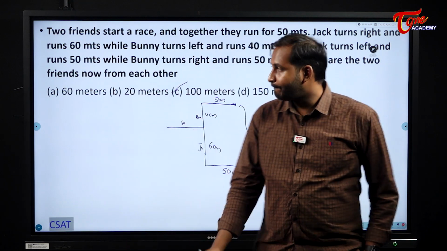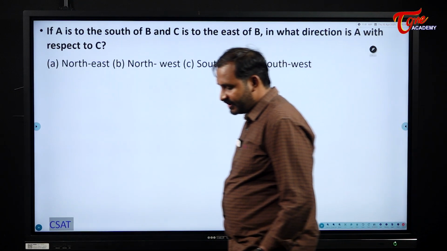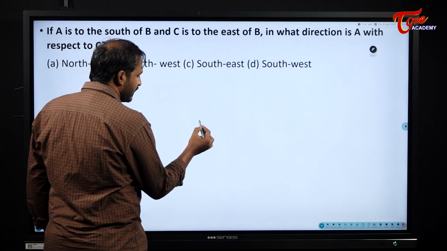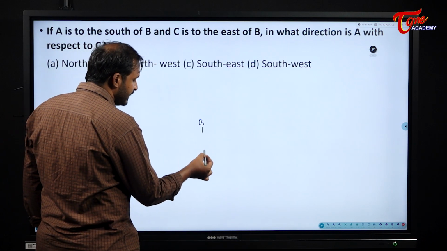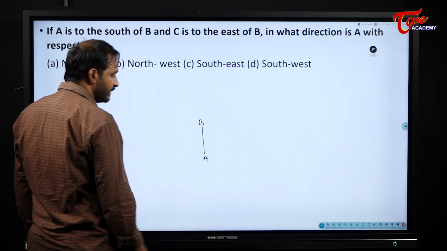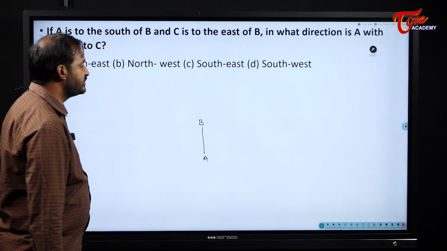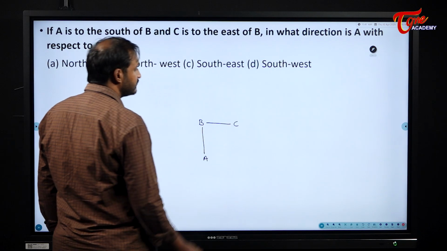Okay. Next one. If A is to the south of B, we don't know where B is, so for timing, I will assume B here. A is to the south of B. That means definitely A will be in a straight line with B. Then only I can say south of B. Next, C is to the east of B. That means C will be in a straight line with B, and C is here.